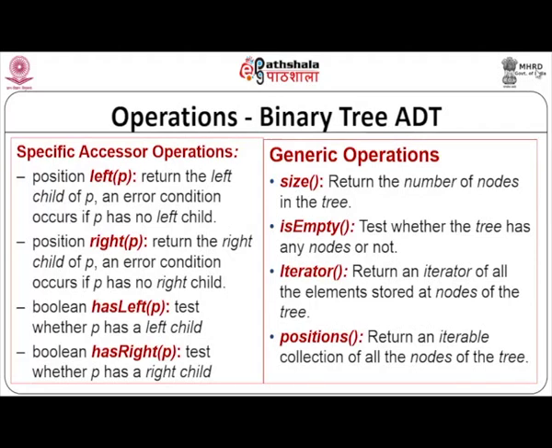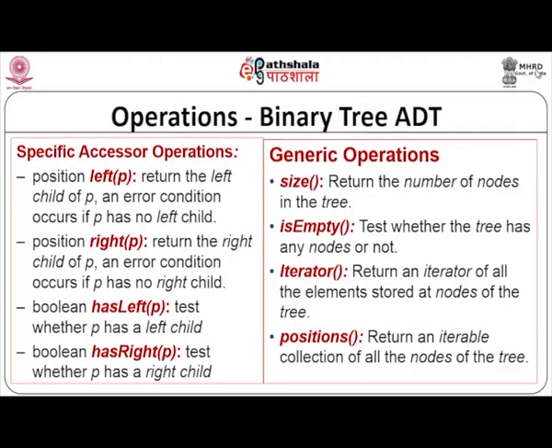So, these are accessor operations: gives the left child of a node, right child of a node, checks whether a node has a left child, has a right child. You do not have to use all the operations, it is just that we are giving a generic set of operations. Then you have generic operations. Size returns the number of nodes in the tree, is empty tests whether the tree has any nodes or not. Iterator returns an iterator of all the elements stored in all the nodes.